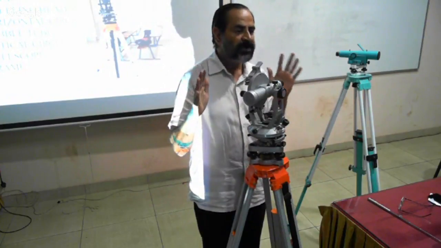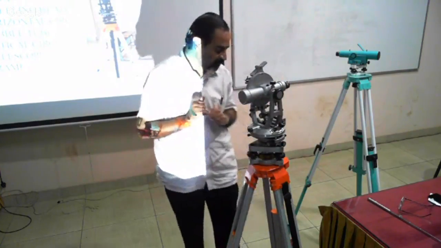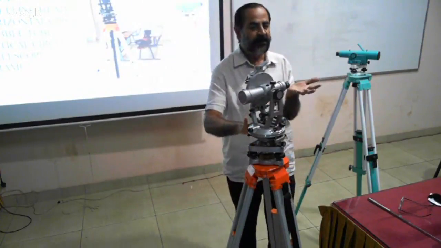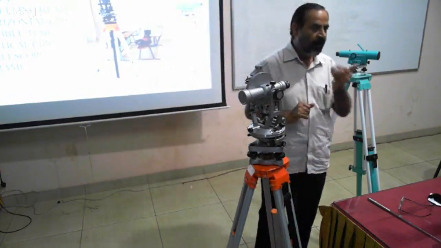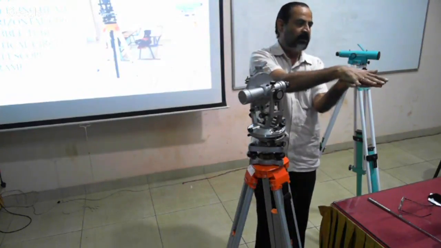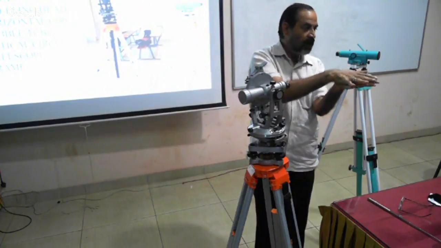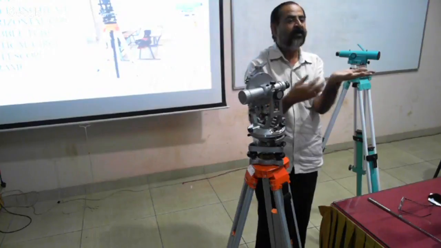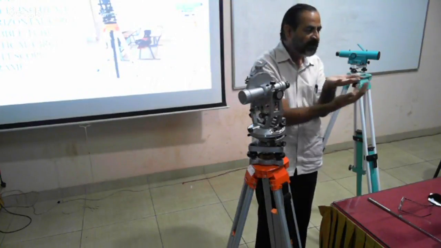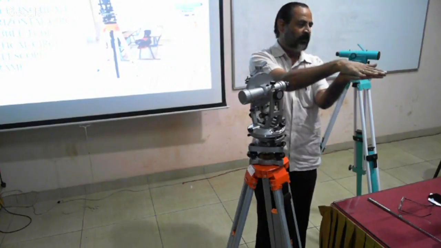Okay. Now please note, this horizontal circle consists of two plates. One is the lower plate, the other one is the upper plate. Understood? The lower plate is called the main plate, the main scale circular plate. And then the upper plate.